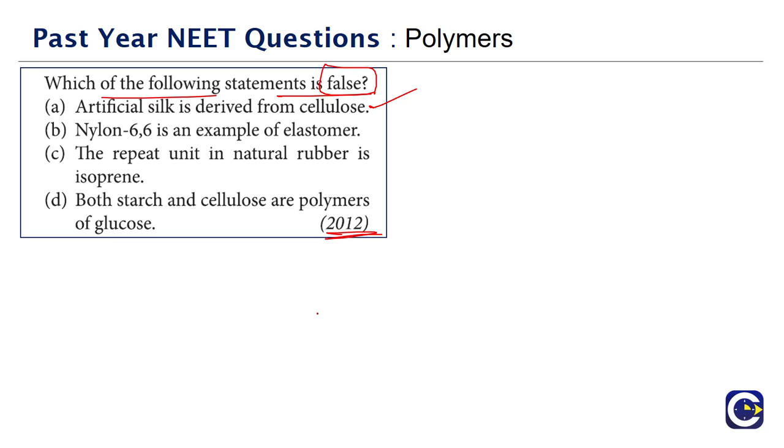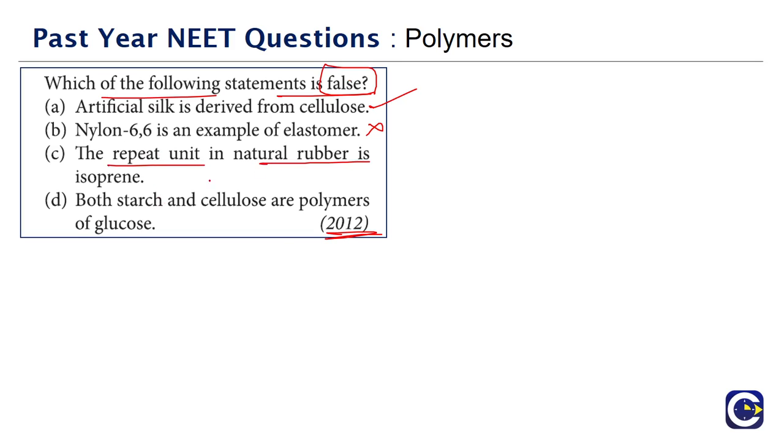Option B is saying nylon 66 is an example of elastomer. So nylon 66 is what? It is not an example of elastomer. Elastomers are typically our rubbers. Nylon 66 is an example of what? It's a fiber. So this is incorrect or the false. So I think we got our answer. They're asking for which is the false, right? So option B is the false one, but we look at the others also.